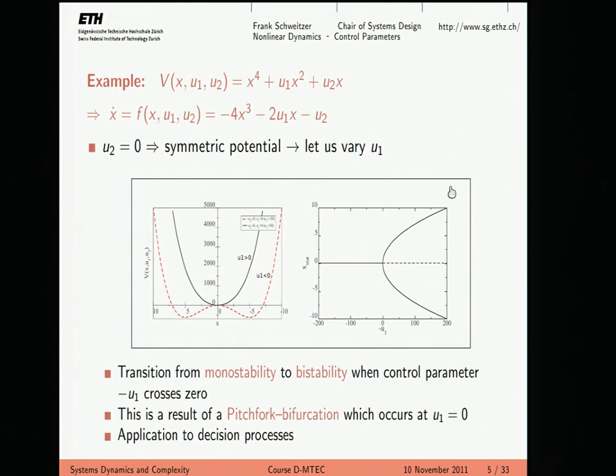No, minus u1 is 50, therefore u1 is minus 50. You see, this is minus u1 on the x-axis. This is plus. Exactly. Minus is plus.